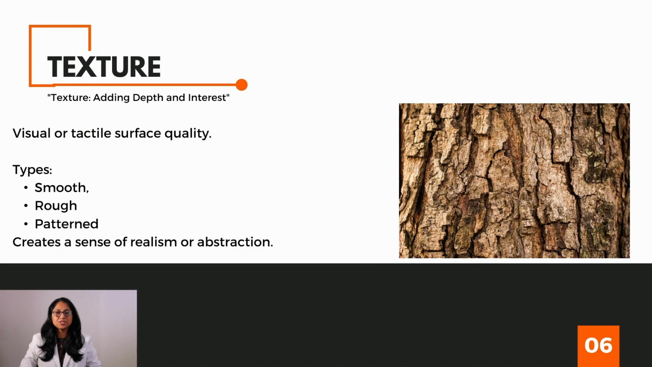Texture. Texture adds depth and interest. It creates visual and tactile surface quality. Types of texture are smooth, rough, and patterned. The texture in the image creates a sense of realism or abstraction.